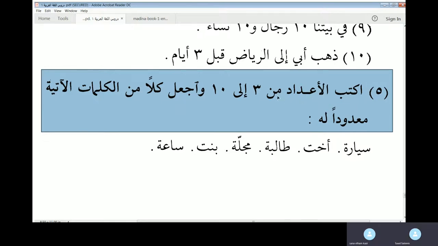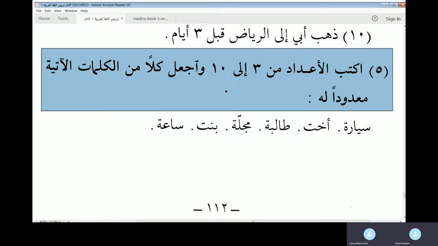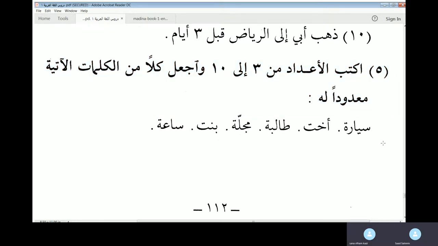Uktubil adada min thalatha ila ashra, waj'al kullan min al-kalimati al-atiyati ma'dudan lahu. Write the numbers from 3 to 10 and make all of the following words counted by them. Ma'dud lahu.